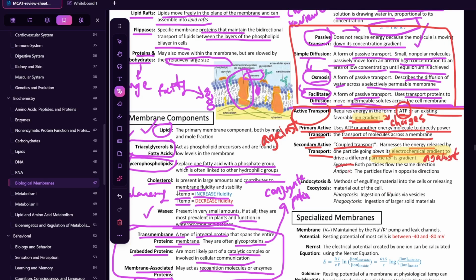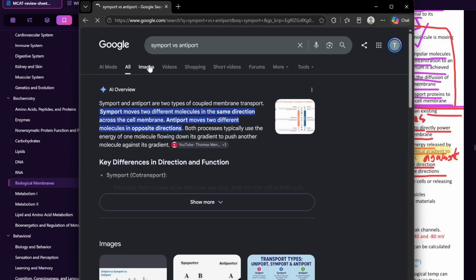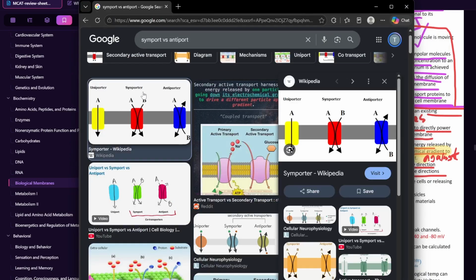A symport is a type of secondary active transport where both particles flow in the same direction, but antiport is when the particles flow in opposite directions. So it's better to look at an image of symport. Everything's better with an image, to be honest. Following through with a structured textbook, if you're really confused, will help because they have dedicated images and explanations. So again, symport is in the same direction, but antiport is in opposite directions.